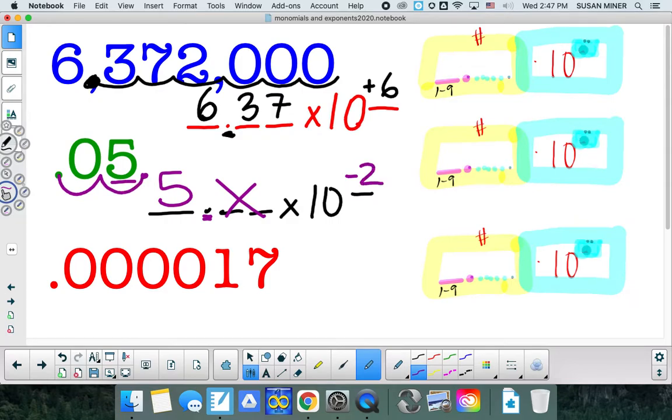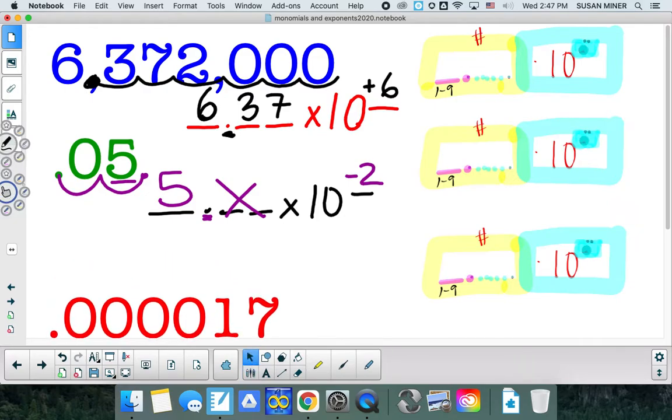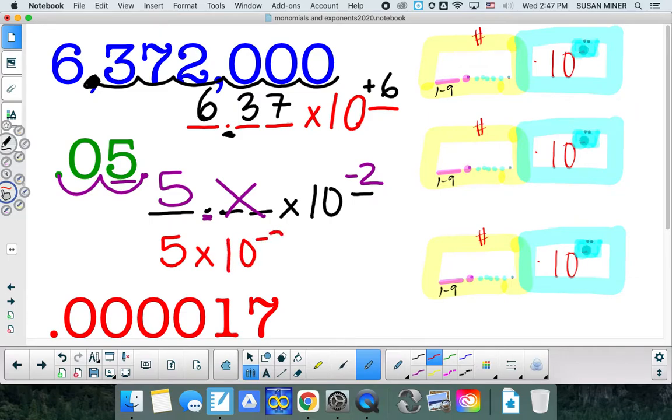So to make this nice and pretty, let me just slide this down. Our scientific notation would be 5 times 10 to the negative 2 power. And that would be our final answer. And I didn't need these place values back here because there were no other numbers behind the 5.